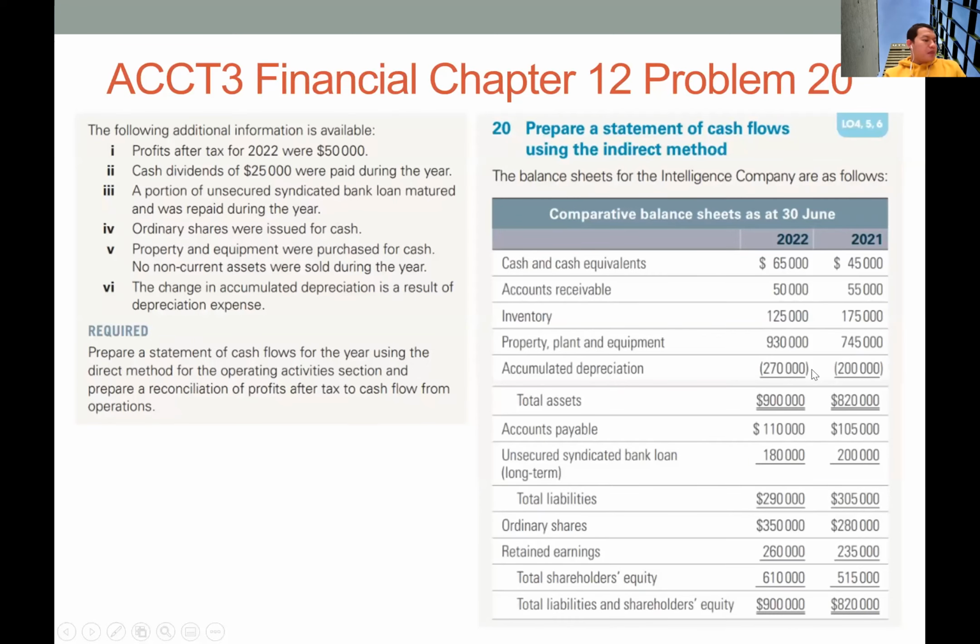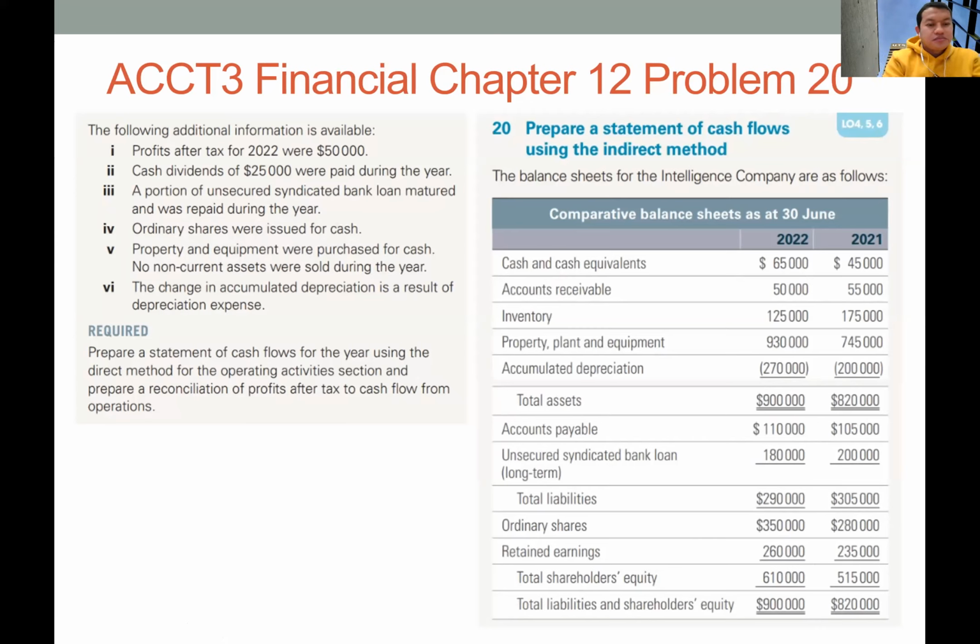Okay, next, the last one is problem 20. We have this company, intelligence company. So we have some information on their balance sheet, mostly balance sheet, and also some information on income statement. Now we have to prepare the cash flows using the direct method. Okay, and then prepare the reconciliation. So again, we will use the direct method.